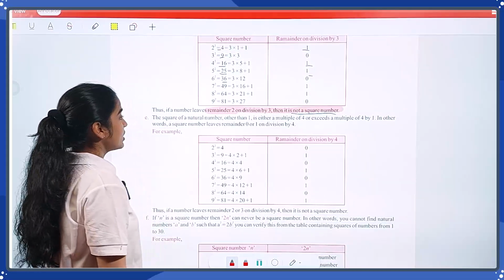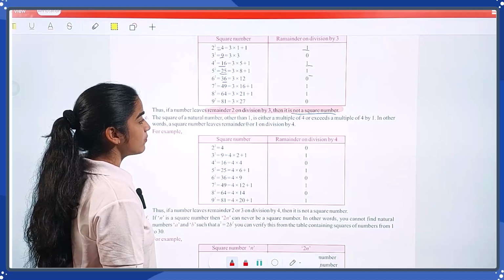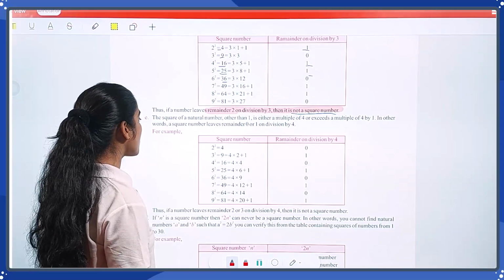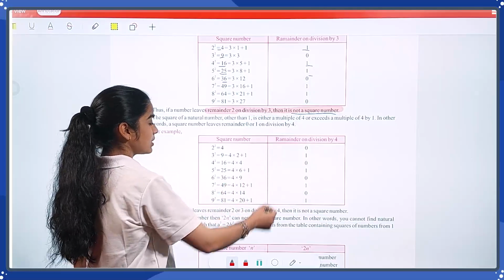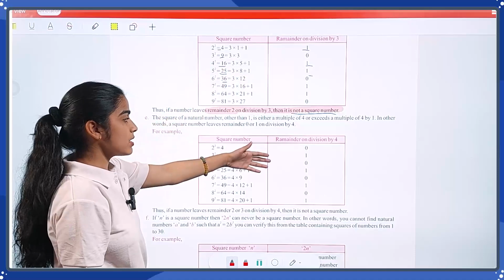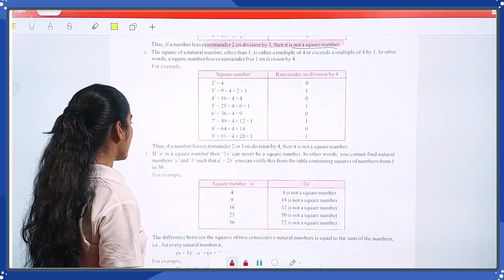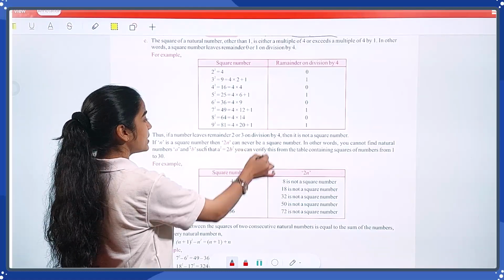The square of a natural number other than 1 is either a multiple of 4 or exceeds a multiple of 4 by 1. In other words, a square number leaves remainder 0 or 1 on division by 4. So the same thing we did while taking 3, we have while taking 4. So if n is a square number, then 2n can never be a square number.